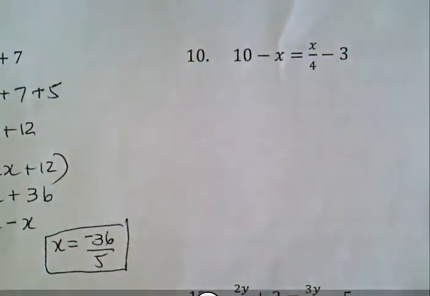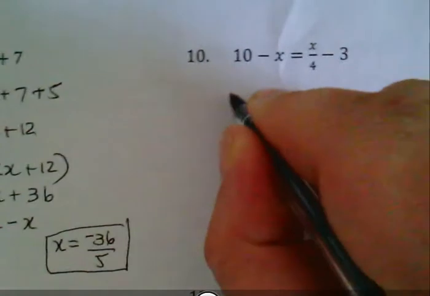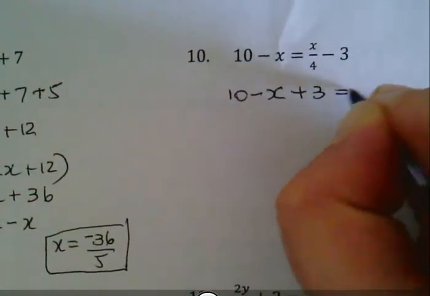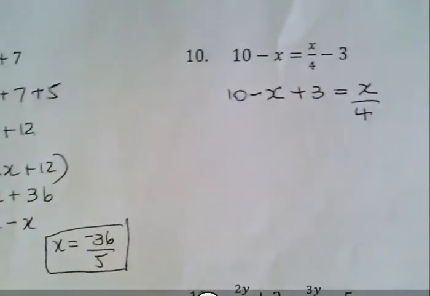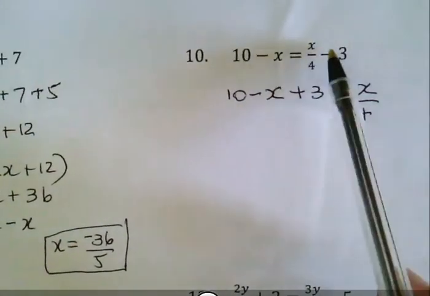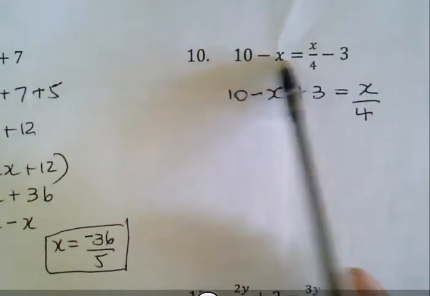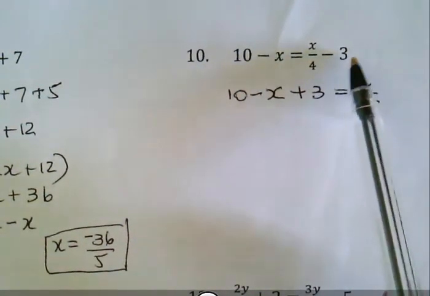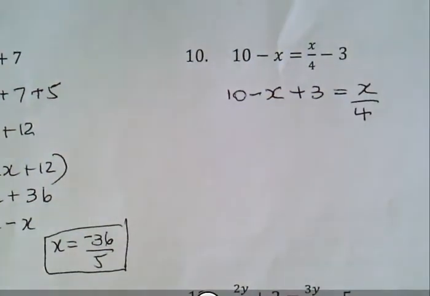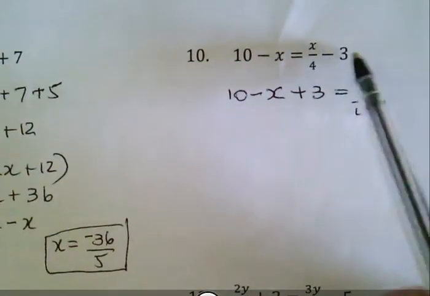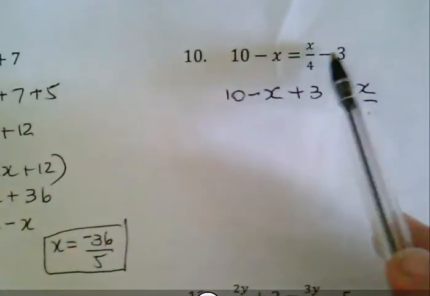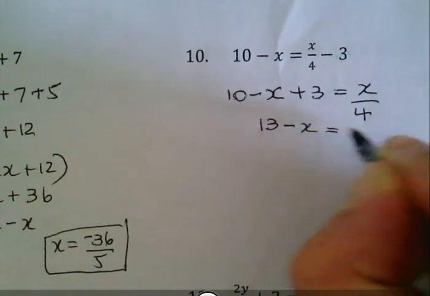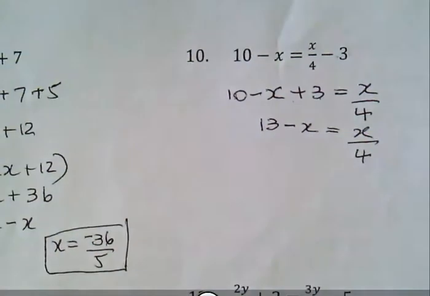Numbers on their own belong together, but I'm going to move that minus 3 to the left to make it plus 3. So 10 minus x plus 3 equals x over 4. The reason I took this minus 3 to the left is that the left-hand side looks nice. The right-hand side doesn't look so nice. So I'm trying to simplify what that right-hand side looks like. So opposite of minus 3, inverse operation is plus 3. So 10 plus 3 is 13. I've got 13 minus x equals x over 4.